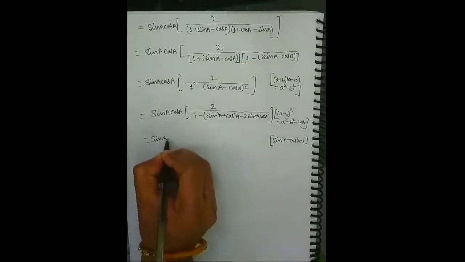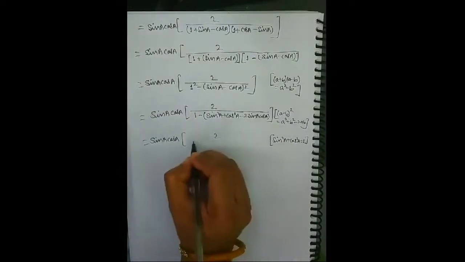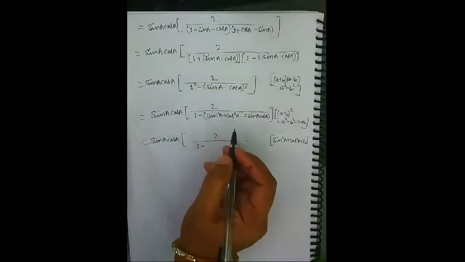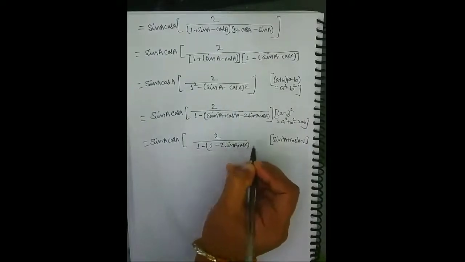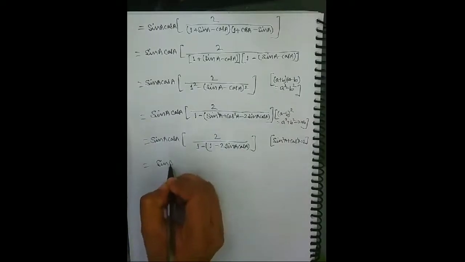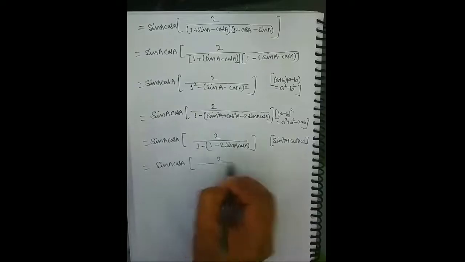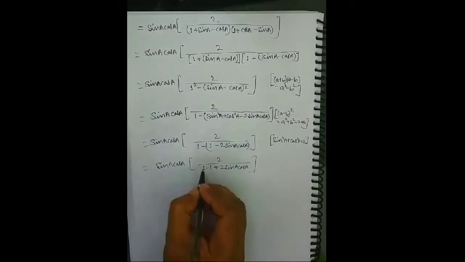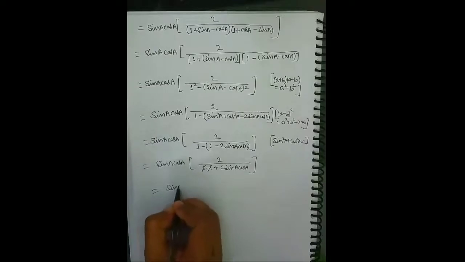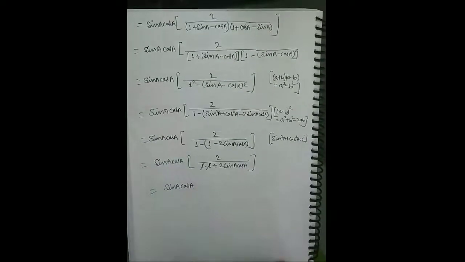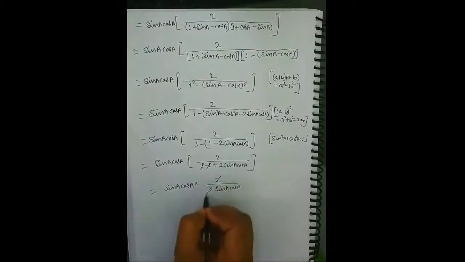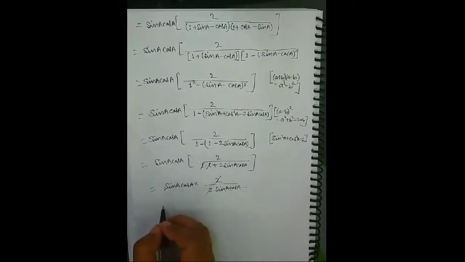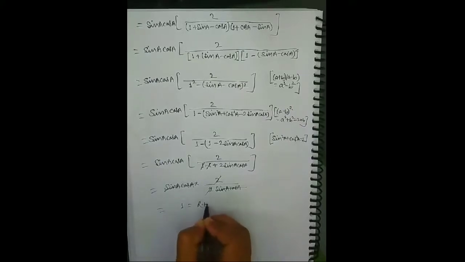So we write sin A into cos A into 2 upon 1 minus sin square A plus cos square A, that is 1 minus 2 sin A into cos A. Now sin A into cos A into 2 upon 1 minus 1 plus 2 sin A into cos A. We cancel 1 by minus 1, so we get sin A into cos A into 2 upon 2 sin A into cos A. We cancel 2 by 2, sin A into cos A by sin A into cos A. So we get 1 equal to RHS.